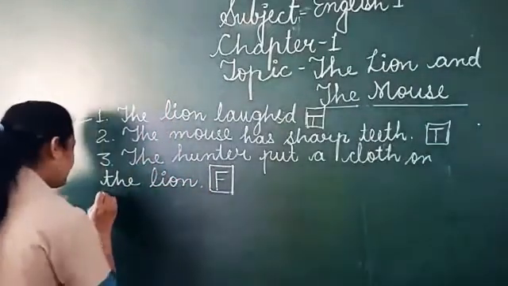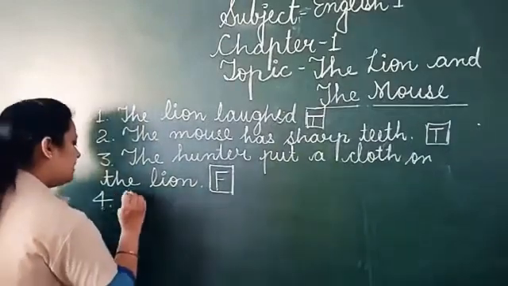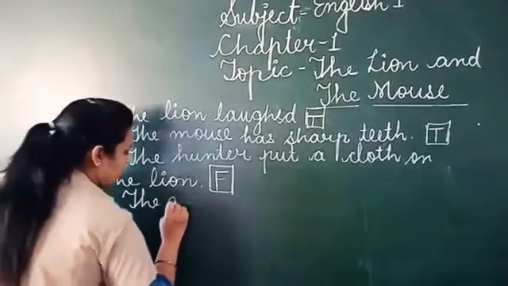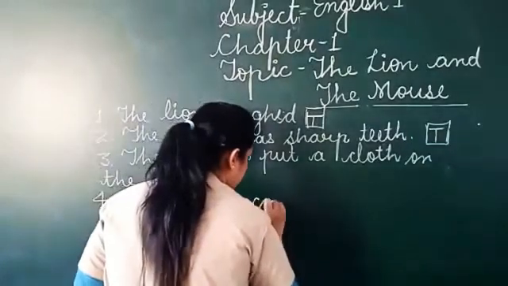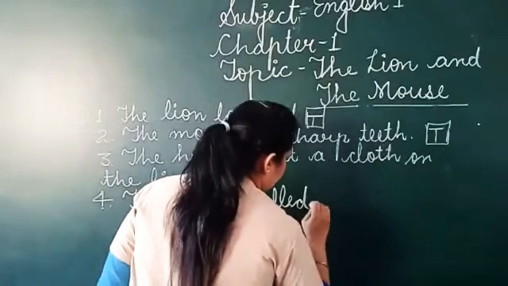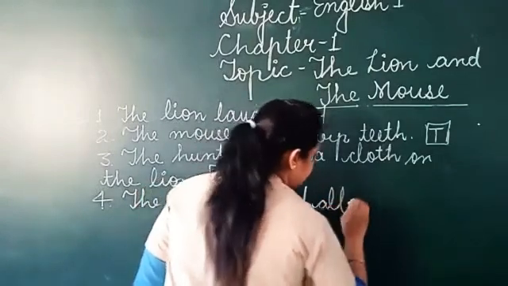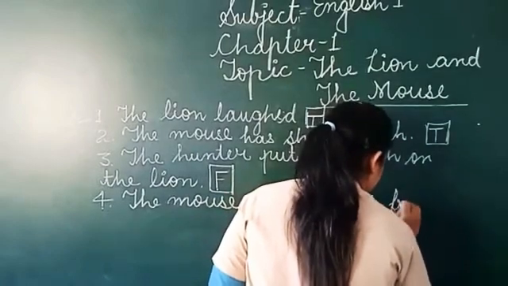Now the fourth one is, the mouse called all his friends.